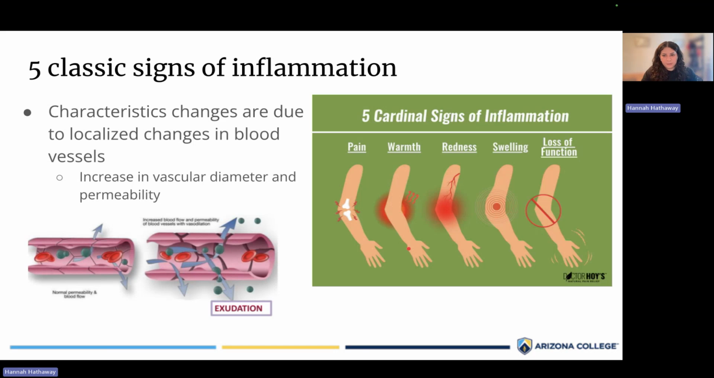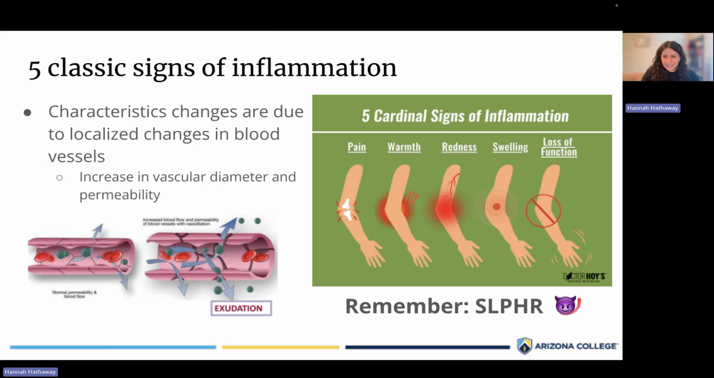Warmth, so the area will feel warm. Redness, swelling, and then loss of function. The damaged area is just not going to work as well as it normally does. A trick you can use to help you remember the 5 classic signs of inflammation is sulfur, S-L-P-H-R. So it's like sulfur without any of the vowels in it.